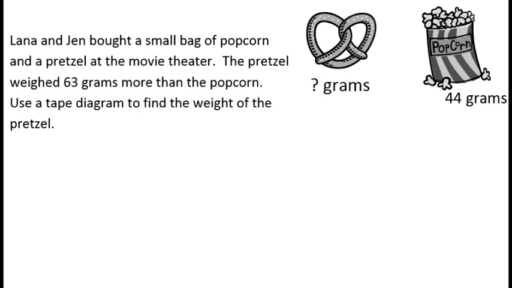Now we'll use expanded form to help us solve this word problem. It says Lana and Jen bought a small bag of popcorn and a pretzel at the movie theater. The pretzel weighed 63 grams more than the popcorn. Use the tape diagram to find the weight of the pretzel. I'm going to start by writing an answer statement so I know what my final goal is, and that's to find the weight of the pretzel. So I'll say the pretzel weighs blank grams.